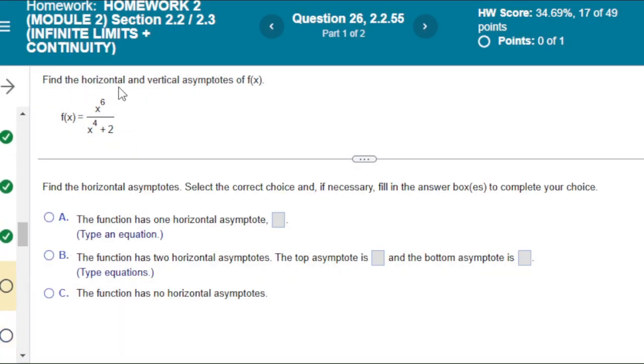Okay, what about right here? Find the horizontal and vertical asymptotes of this function. Well, notice the degree on the top is bigger than the degree on the bottom. So as we approach infinity or minus infinity, we're going to get infinite limits. So there's actually not going to be any horizontal asymptote.